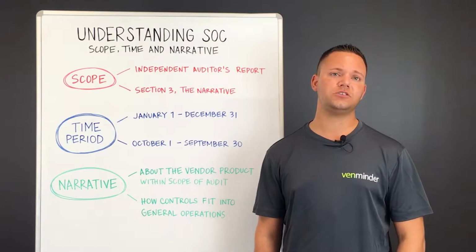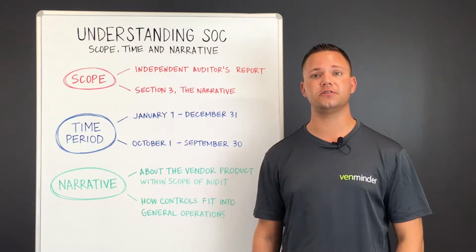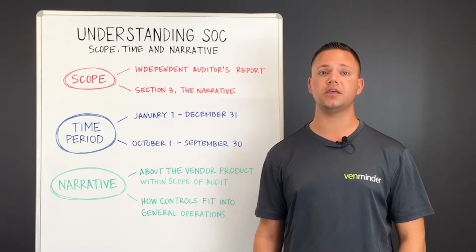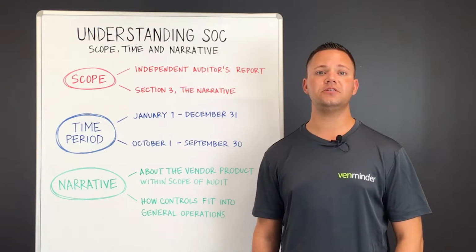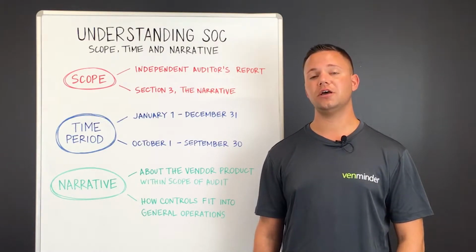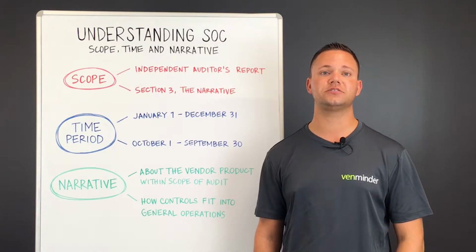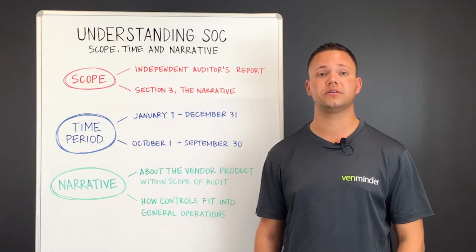So next we're going to look at reviewing the report's narrative. The narrative tells you about the vendor, products within the scope of the audit, and how controls fit into general operations. Some vendors are much more thorough than others when creating this section. It should help answer questions such as, are the products and services you receive from this vendor covered in the SOC report you have in hand?